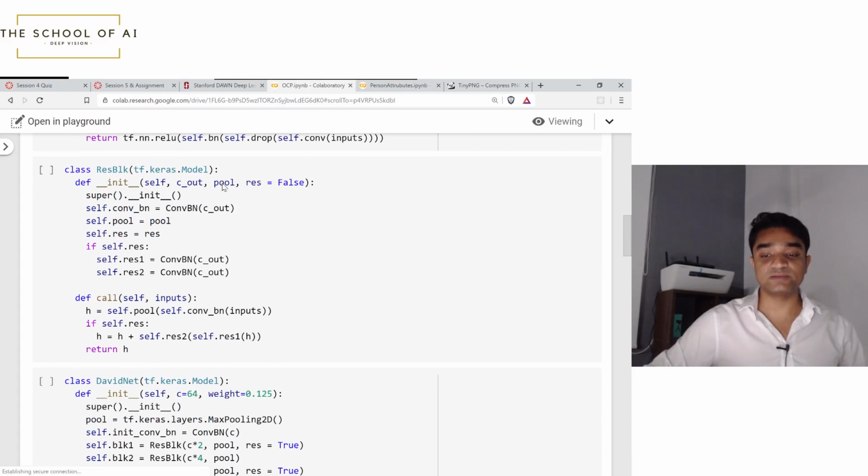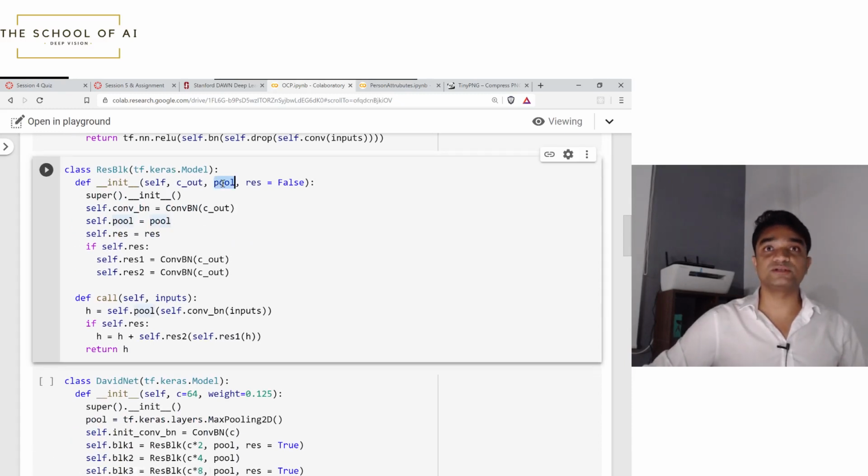In the ResNet block, we are sending something called pool. We don't know what pool is right now, but we are also sending this variable res, which is a boolean variable, either true or false. When I actually use res, I'm going to be keeping my skip connections. If I'm not sending any res, I'm not making a skip connection.